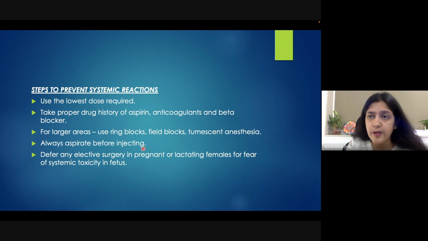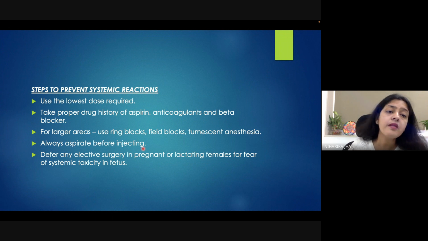Whenever you are injecting, before injecting the anesthesia, always aspirate. I just showed you that while aspirating, blood came into the syringe. So it does not matter if you are experienced or not. A few seconds will not prolong your surgery by a lot of time. It will, on the other hand, save you. It might save you from some mishap.